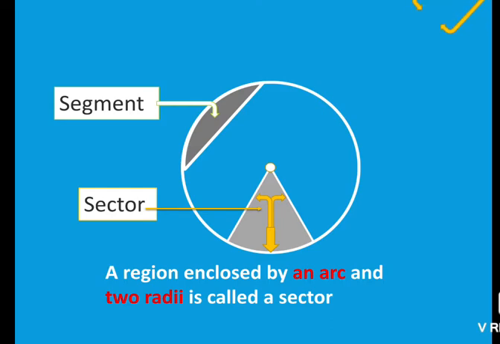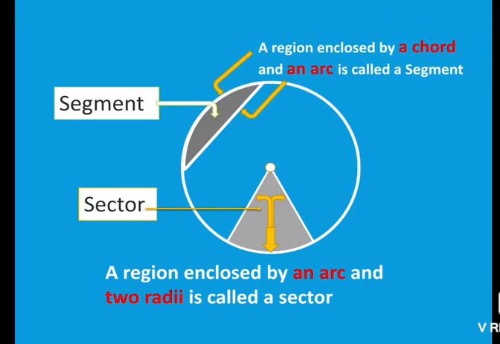Just like this, a region enclosed by a chord and an arc is called a segment. Sector means enclosed by 2 radii. Segment means enclosed by an arc and a chord. Okay, these are the 2 parts of a circle, sector and segment.